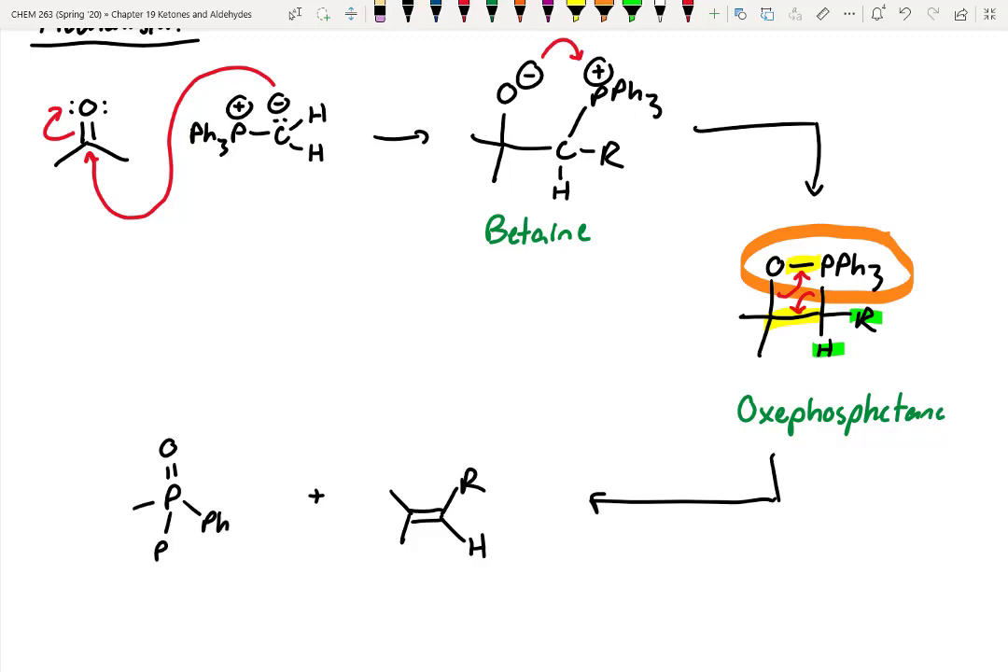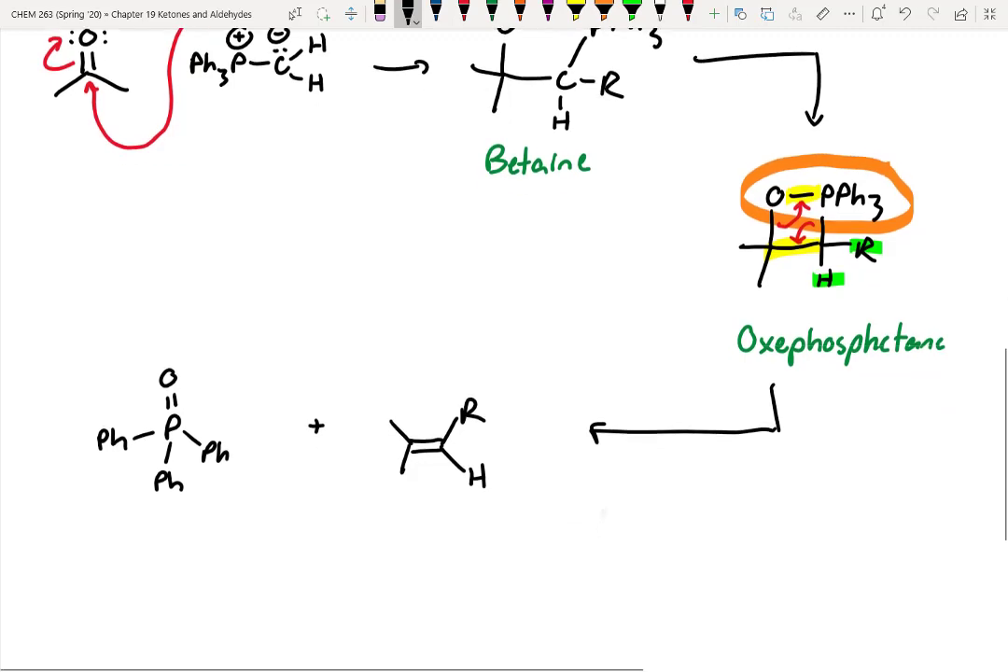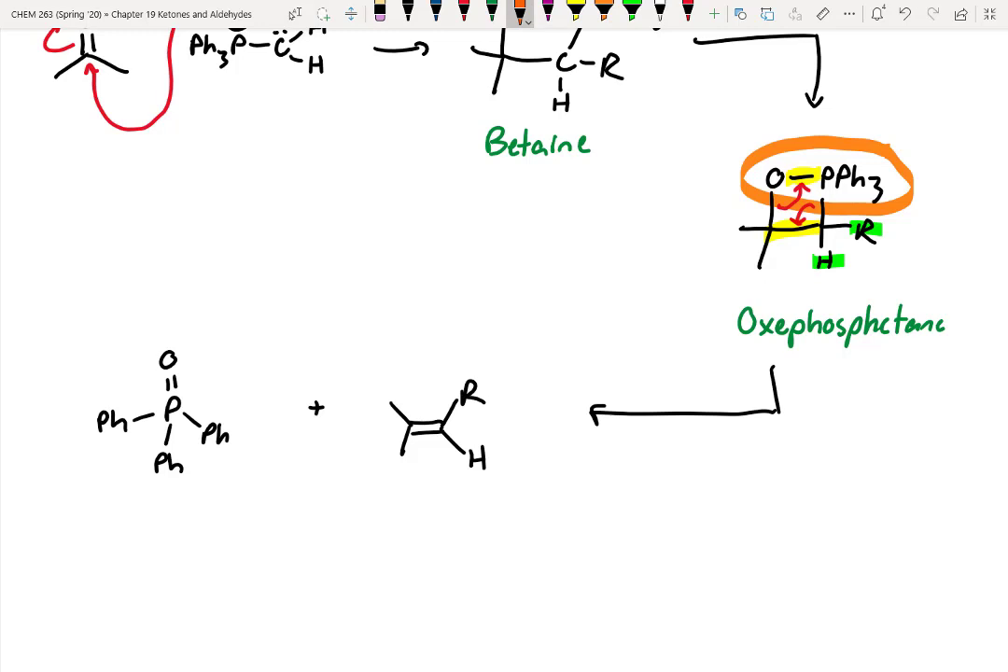Oops, that should just be 1 Ph there. There we go. So we got 3 phenyl groups on there. And this group over here is called triphenylphosphine oxide. This is one of the key features of this reaction. This acts as a thermodynamic trap or sink.